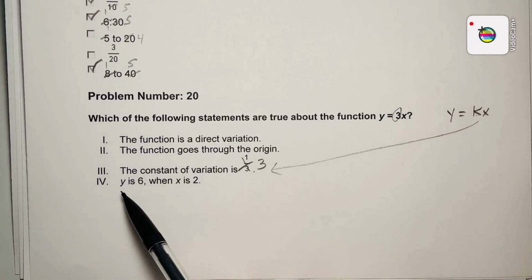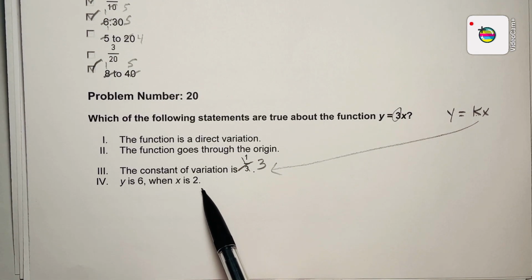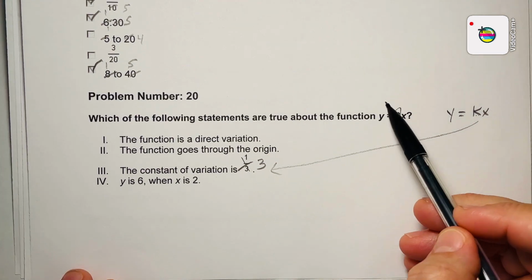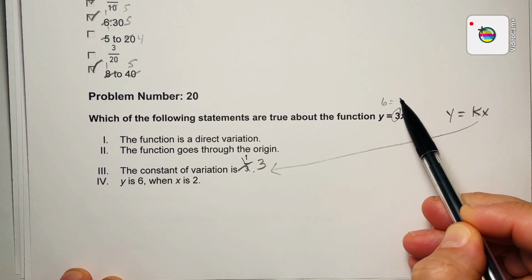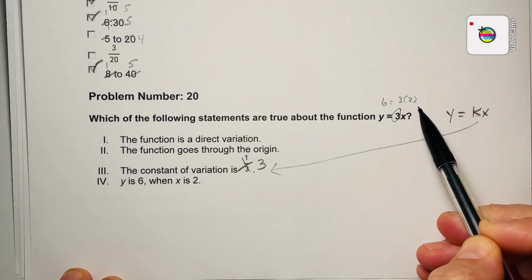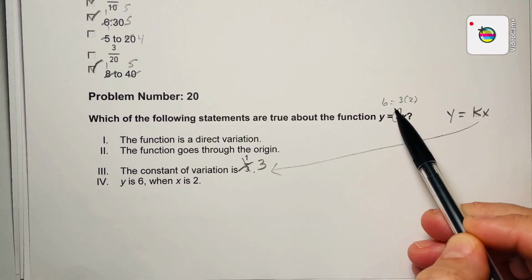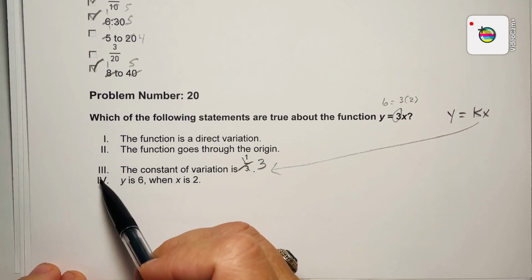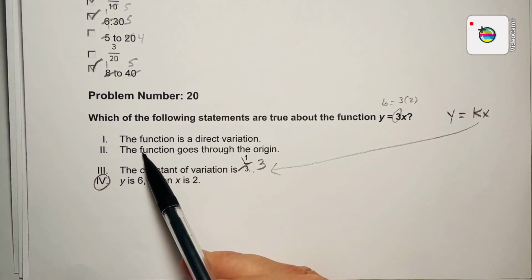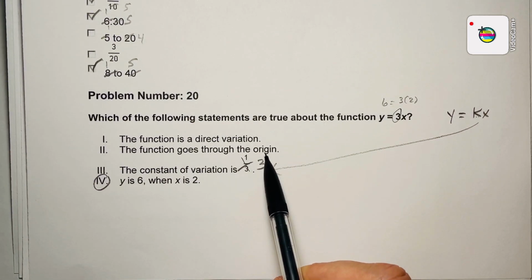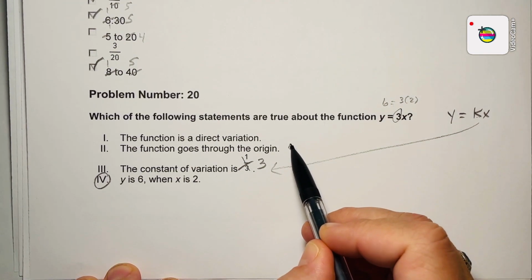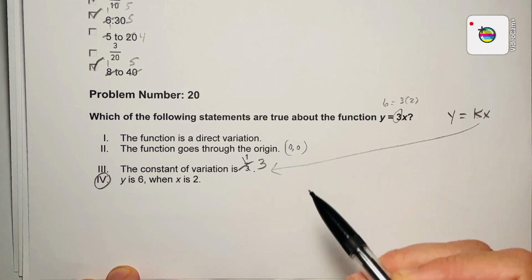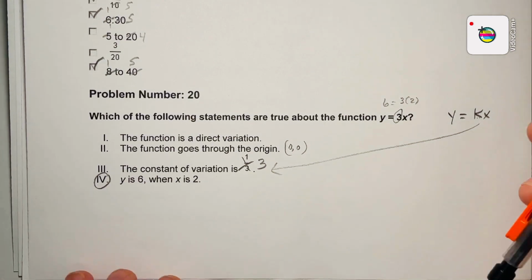Okay. Y is 6 when x is 2. All right, let's try that. Y is 6 when 3 times 2. Is that true? 6, yeah, 3 times 2 is 6. So this is true. The function goes through the origin. Do we know what the origin is? The origin is 0, 0. Okay, let's try 0, 0 in this problem now.